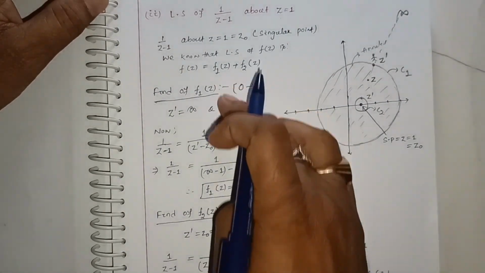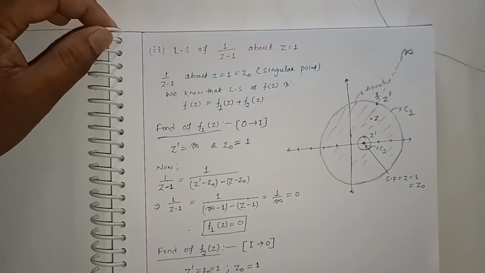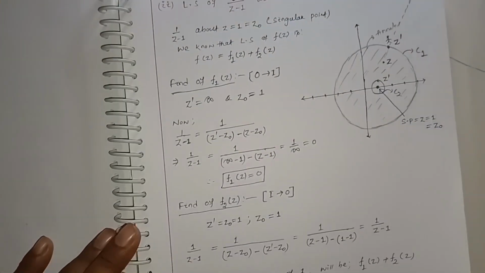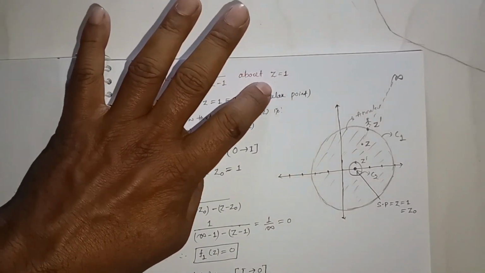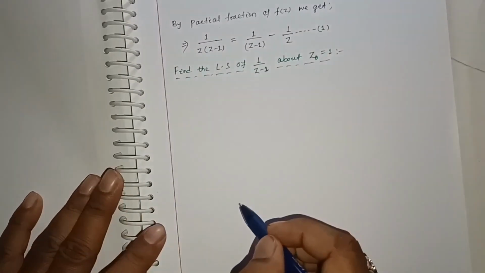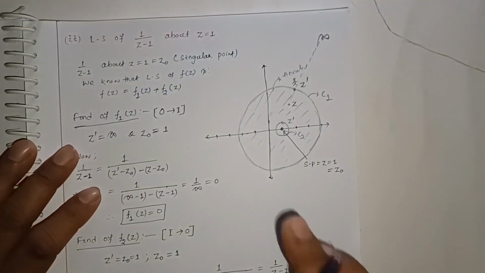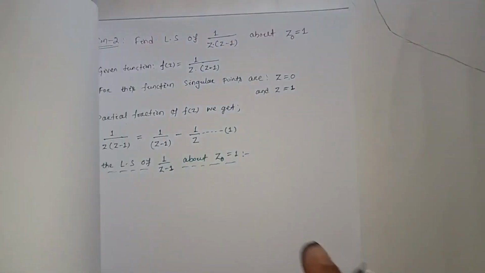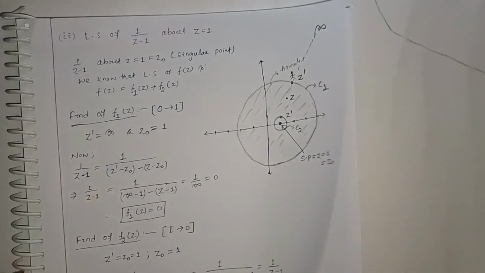That means we are going to do the same procedure. I am not doing all the steps here, you just do it. I suggest that you just write it. I'm leaving the space for the Laurent series of 1 by z minus 1 about z0 equal to 1. Don't skip. Here also you have to draw the graph once again, don't forget.